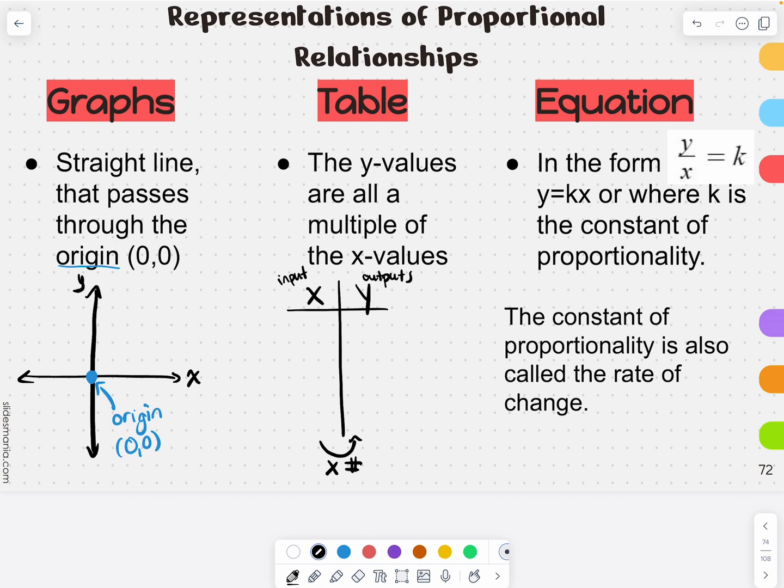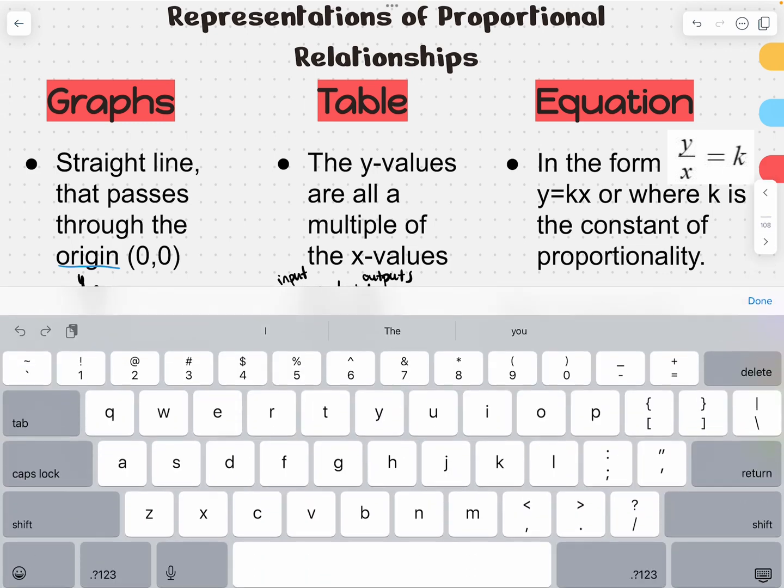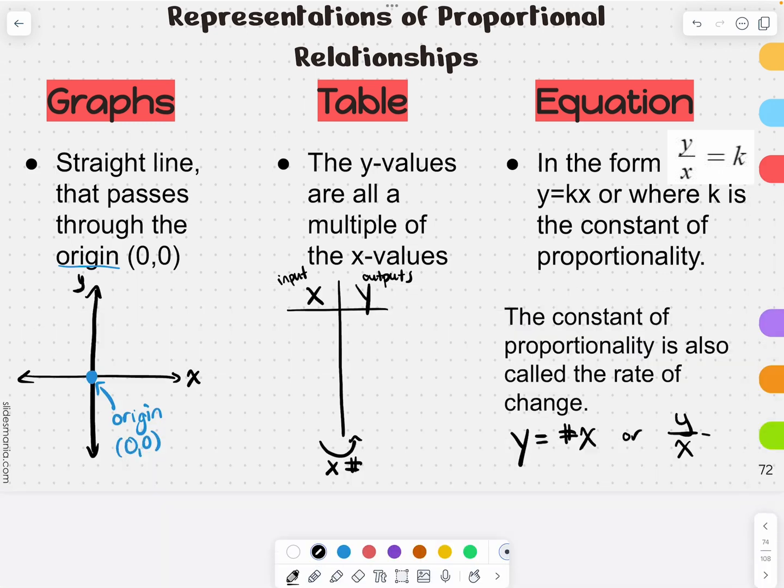Okay. In an equation form, it could be one of two forms, and I'm just going to write them at the bottom. If you have a line or the equation of something that's y equals some number times x, or you have an equation y over x equals some number, then it is proportional.